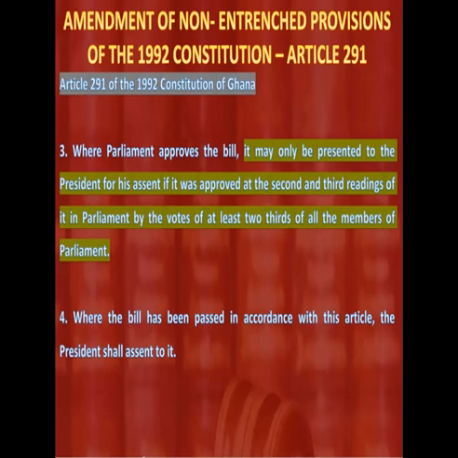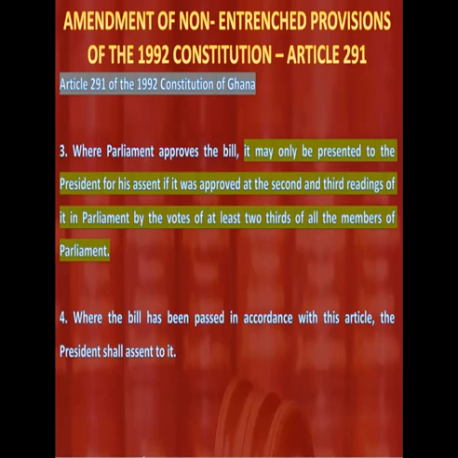So we can now walk through the steps for the amendment of the non-entrenched provision. First, you must publish the bill in the Gazette, then wait for 3 months, then publish the bill in the Gazette for the second time. Now, after the second publication, you must wait at least 10 days. Then you can go for your first reading in Parliament.